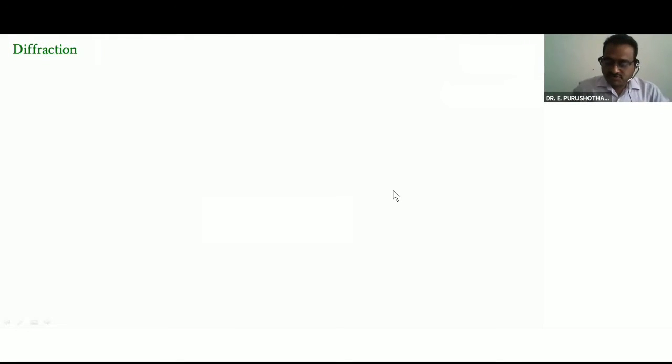Diffraction. So what is the definition of diffraction? The bending of light waves around the edges of an obstacle or aperture, that is called diffraction.